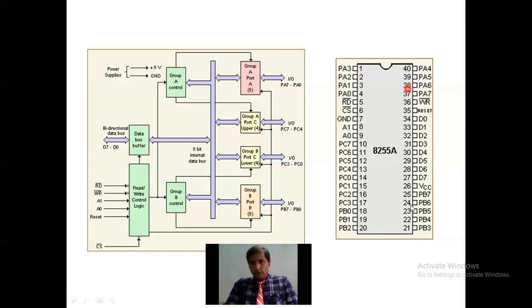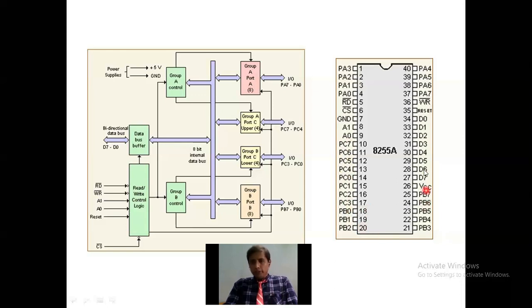The order should be like this: 37, 38, 39, 40, if you observe, are also in decreasing order. Like that we can remember. So 1 to 4 decreasing order and 37 to 40 also, PA7 to PA4, decreasing order. Similarly we have read bar, CS bar, ground, and 2 address lines, A1 and A0. Then port C's total 8 pins: PC7 to PC4 come first, then PC0 to PC3. So PC upper in decreasing order, PC lower in increasing order. Then PB0, PB1, PB2, and it continues like that, PB0 to PB7, same increasing order.